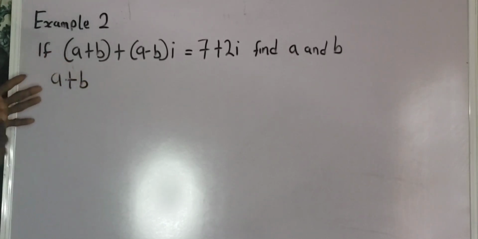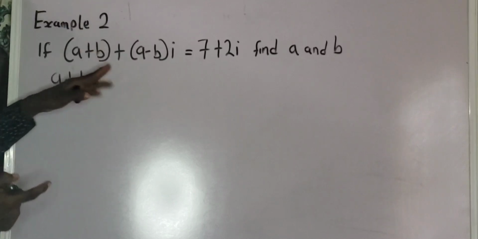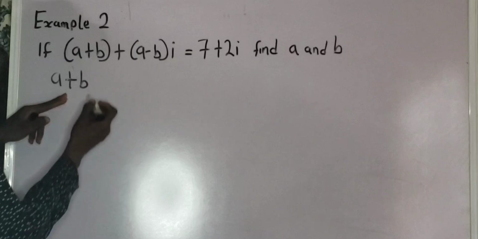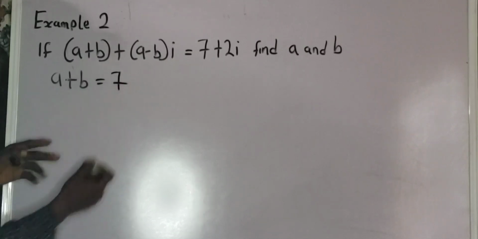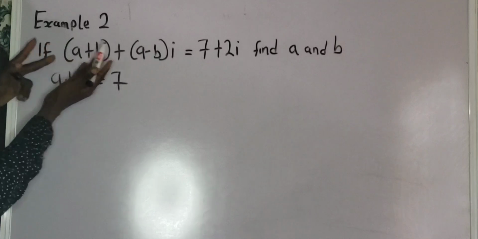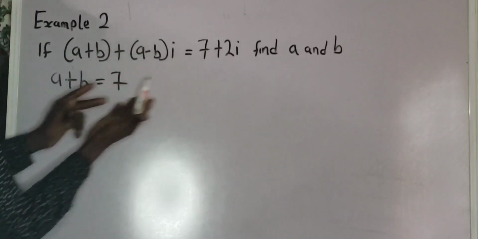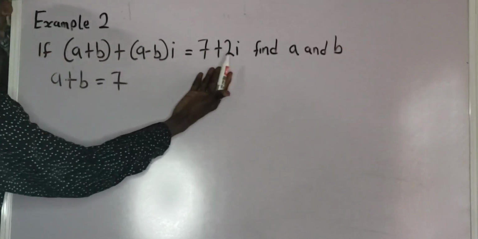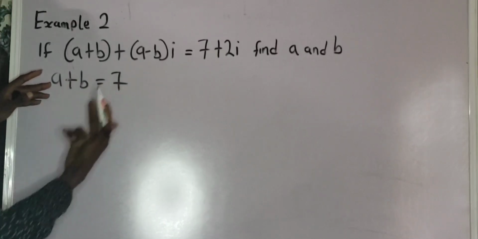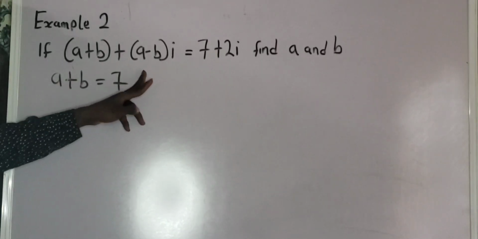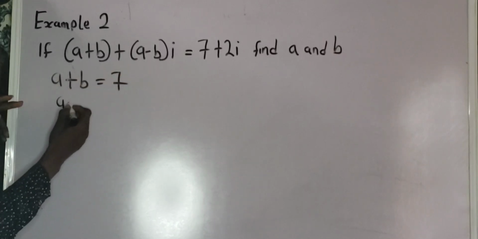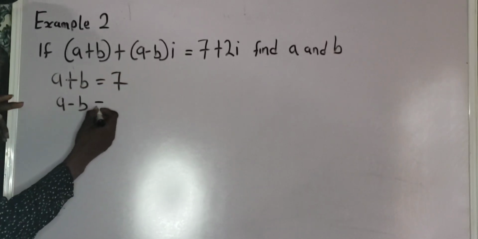And for this law to take place, a plus b must equal the real part of this complex number also. So I'm going to equate a plus b equals 7. The real part of this complex number must equal the real part of this complex number. The real part is a plus b, and the real part of this one is 7. So a plus b equals 7. Now, let's go to the imaginary part. The imaginary part is a minus b, so a minus b must equal 2.